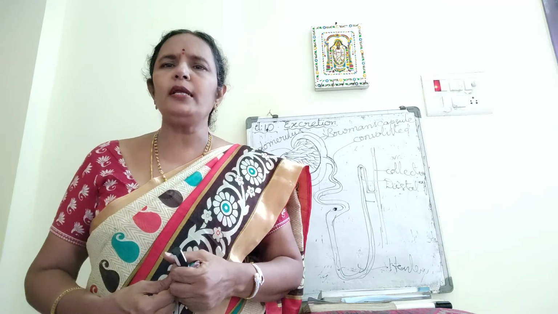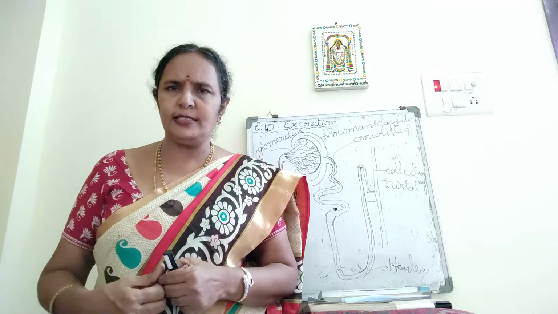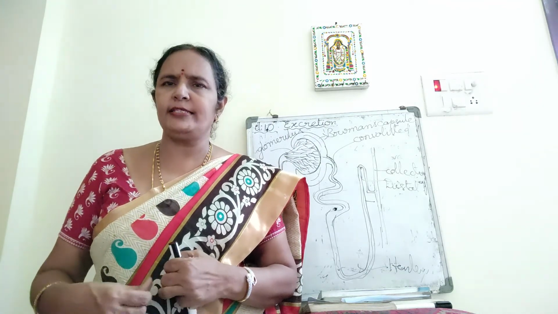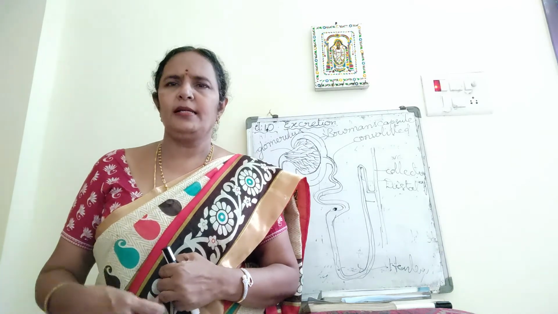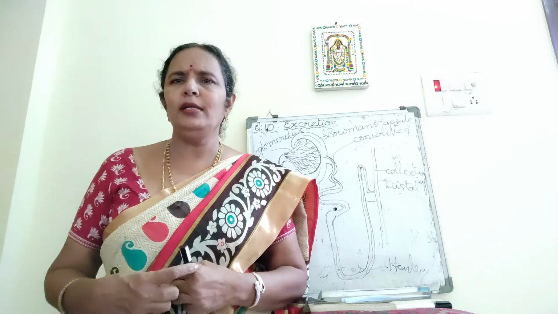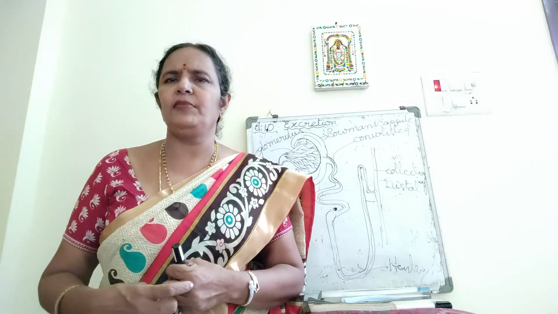This topic is there for your unit test. So read the lesson from the textbook, and learn the diagrams of the digestive system, nephron, excretory system and structure of the heart. These diagrams you should learn, children.